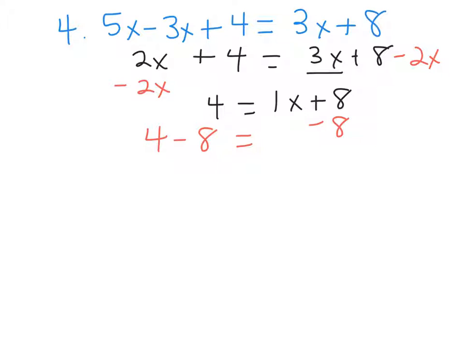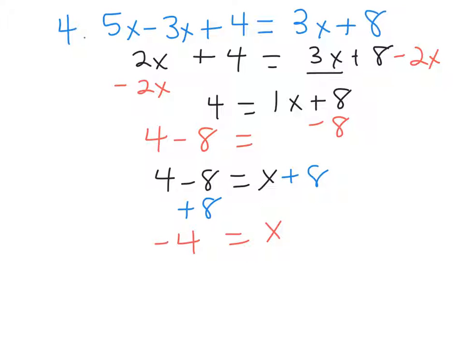I'm left with, and then let me rewrite that better here, equals x. I will add the 8 to this side, and to this side I'm left with 4 equals x. And actually that's a negative 4 because that was negative there. And it's negative x plus 4.